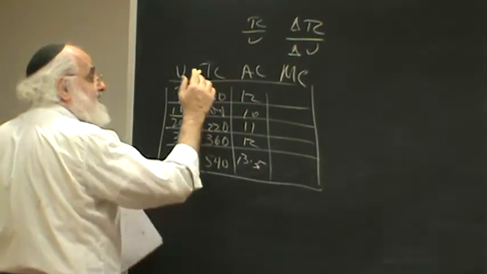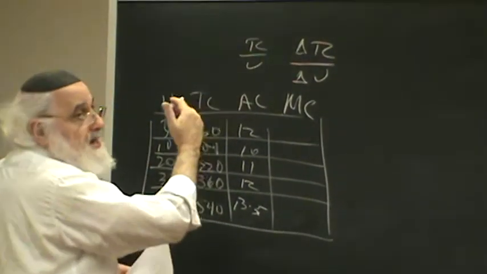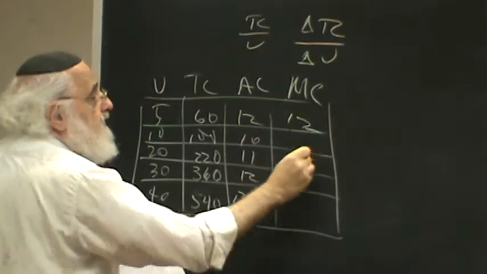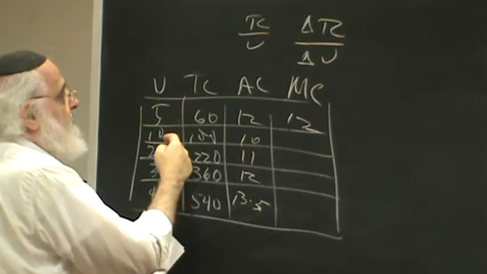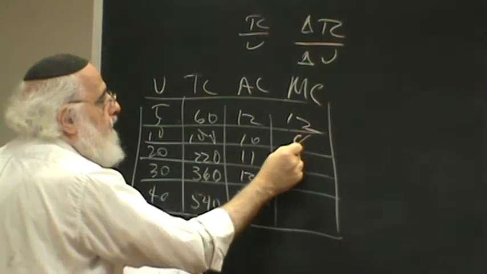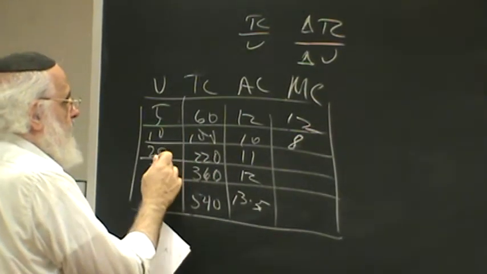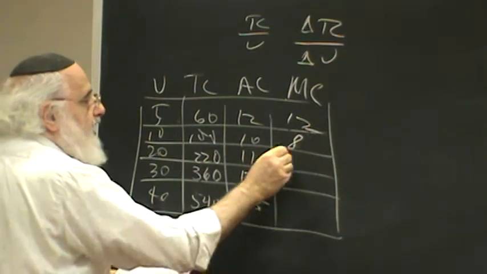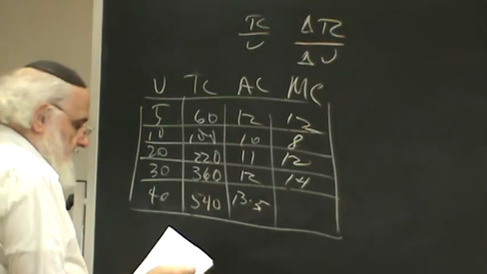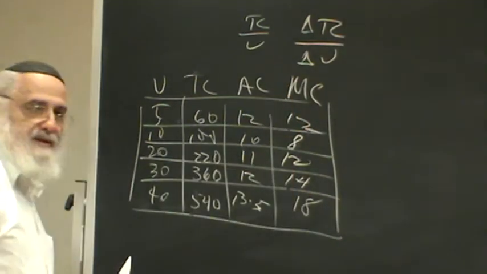Now, for the marginal cost, change in total cost over change in units. So the first one, the change in the total cost is 60, from zero, so it's the same 12. Then the change in total cost, which is 40, over change in units, 5, is 8. Change in total cost 120 over 10 is 12. 140 over 10 is 14. And 180 over 10 is 18. So the marginal cost is listed for you.